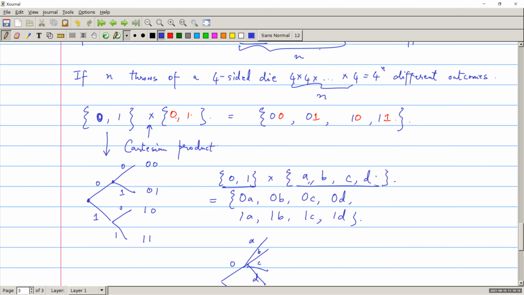The crucial thing here is that regardless of the outcome in the first step, whether it is a 0 or a 1, your outcome in the second step can be any one of A, B, C, and D. That's when you can multiply sets like this, and your universe is simply all possible concatenations.